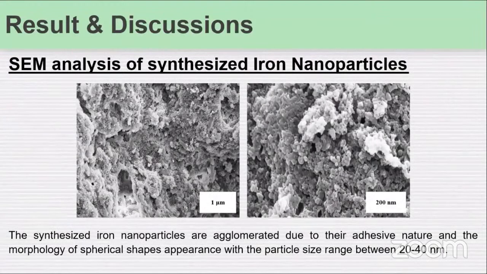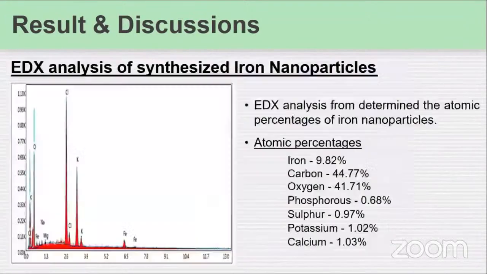Firstly, I discuss the SEM analysis of the synthesized iron nanoparticles. We can see two pictures of the SEM analysis, one at 1 micrometer and the second at 200 nanometers. The synthesized iron nanoparticles are agglomerated due to their adhesive nature and show a predominantly spherical shape, with particle size ranging between 20 to 40 nanometers.